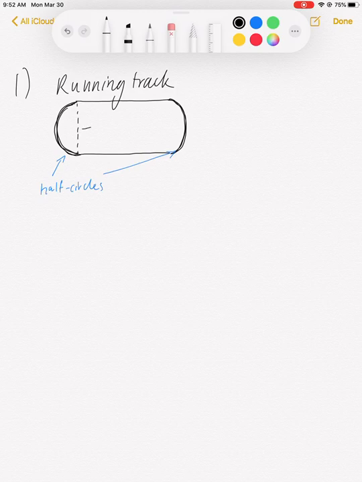This distance right here is 70 meters, and we have another distance across the top. This one is 90 meters. It's all symmetrical, so this distance is 70 meters, and this distance is also 90 meters. 70 meters is the diameter of the half circle, and 90 meters is the length of the rectangle inside the two half circles. What we need to do is find the length of the track.